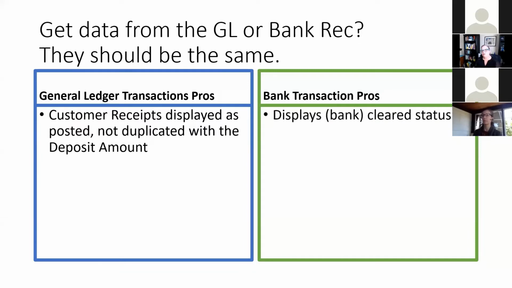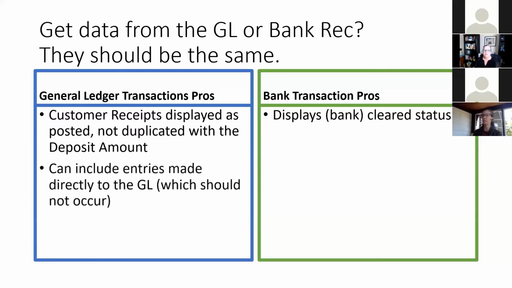Now, of course, if you're looking at it from the bank rec side, if you want to know if something's cleared the bank or not, then you would need to get it from the bank transaction side. The general ledger will not show whether or not it has cleared the bank. Of course, if you're doing general ledger entries directly in the general ledger, which you should not be doing, then you could get that information from the general ledger.